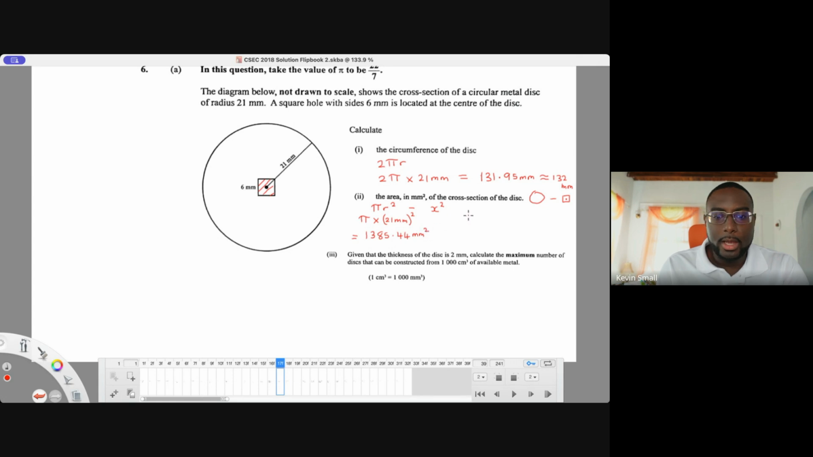And now let's work out the area of the square. Again, that is just 6 millimeters all squared. So that would be 36 millimeters squared. And of course, if I subtract these two numbers from each other, I should get what Omara and Tiron have in the group chat: 1,349.44 millimeters squared. Okay, so that is my answer for that one.